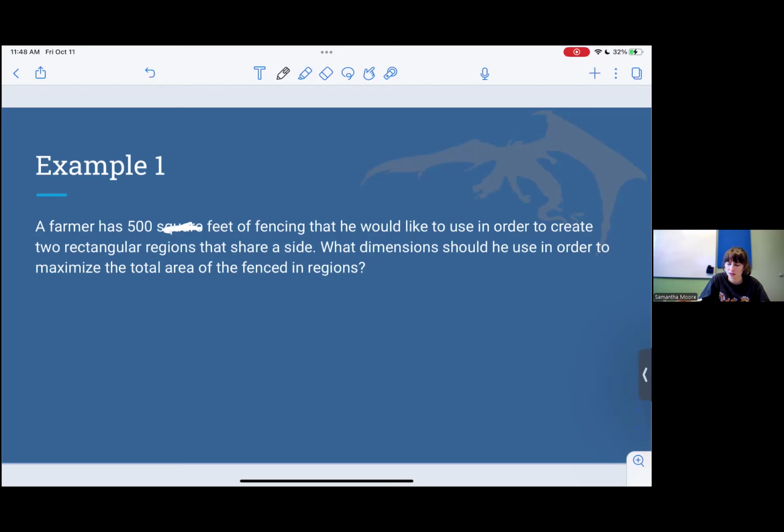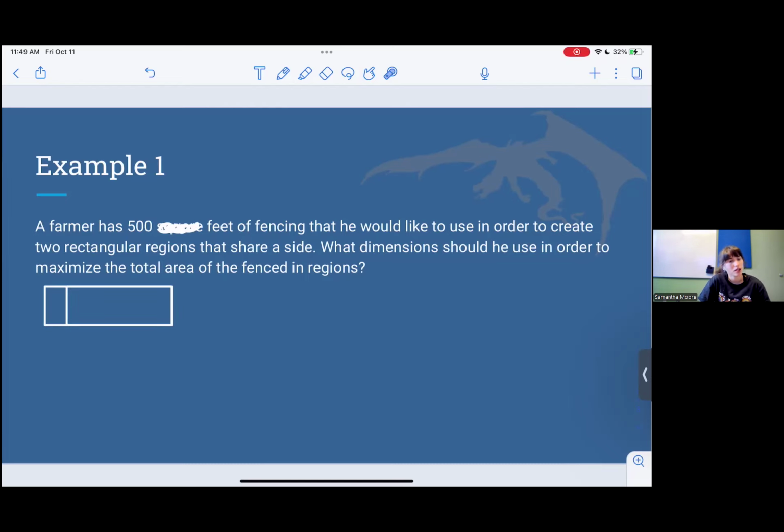So first and foremost, let's draw a picture of what this problem is telling us. The problem says that he wants to build his fencing somehow like this. So we're going to have two different rectangular regions that share a side. And we're wanting to maximize the total area of the fenced-in regions.